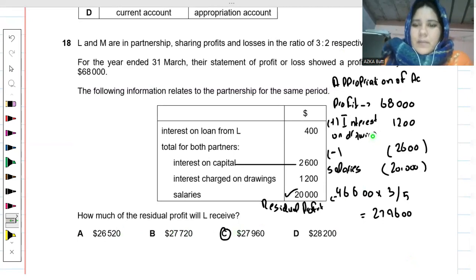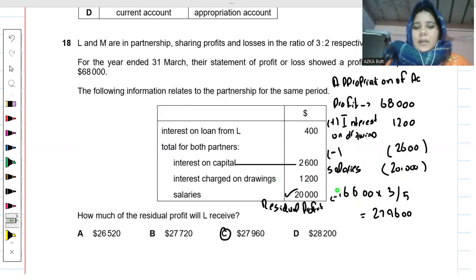Okay, so first we have to make the appropriation account, because the residual profit is part of the appropriation account. First of all, we write the profit, which is 68,000, and we add interest on drawings, which is $1,200. After that, we deduct the interest on capital and the salary. So after that, we have the residual profit, which is 4,660.